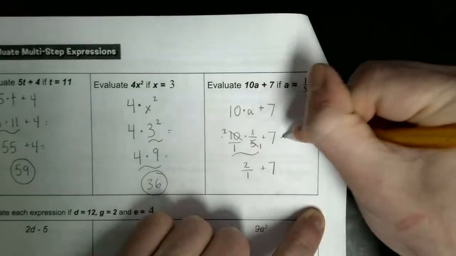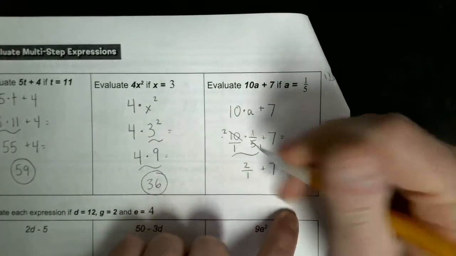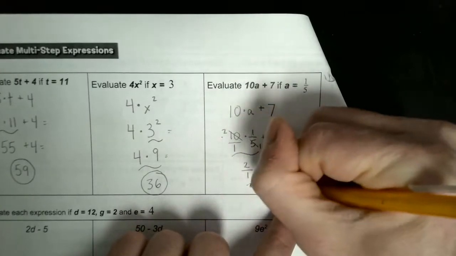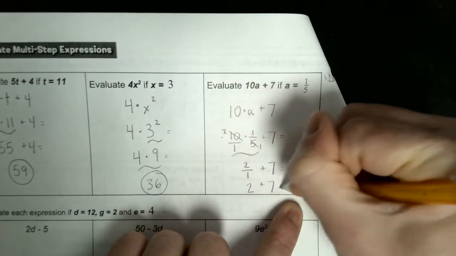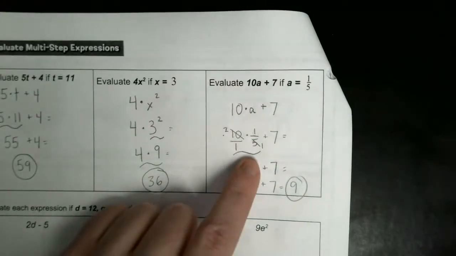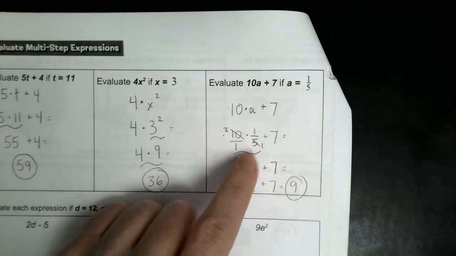Now, at this stage here, we can't really add these together because that's a fraction, that's a whole number. So we're going to change this to a whole number. 2 divided by 1 is 2, plus 7 is 9. So again, that one was a little tricky because you had a fraction in there. But the same rules that we've been working with all year with fractions apply here as well.